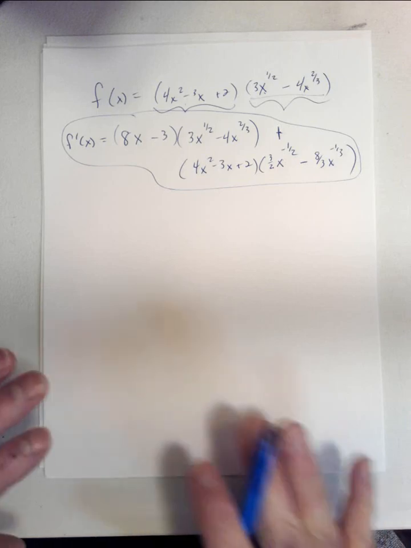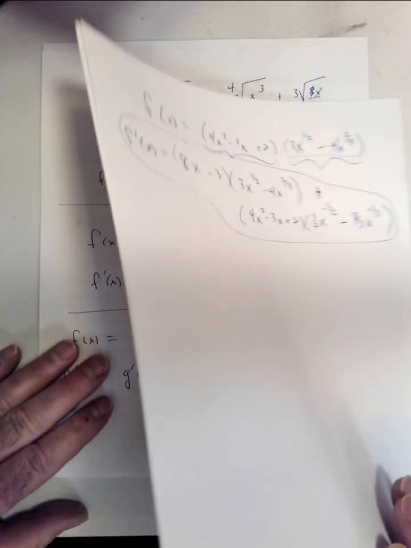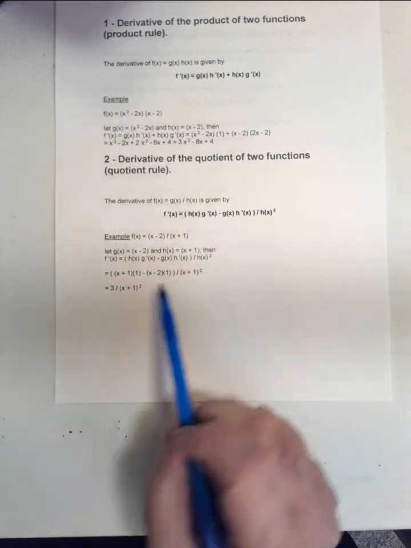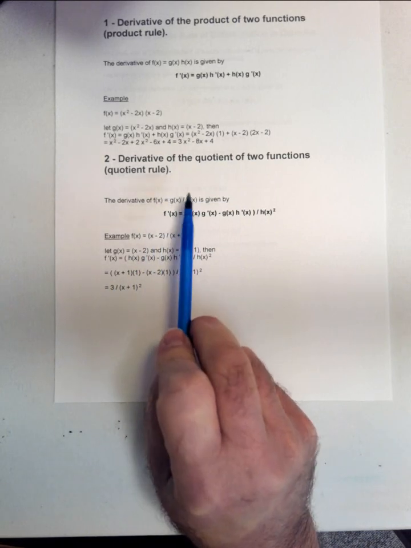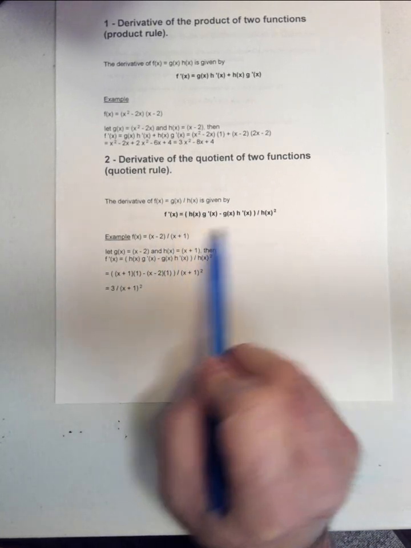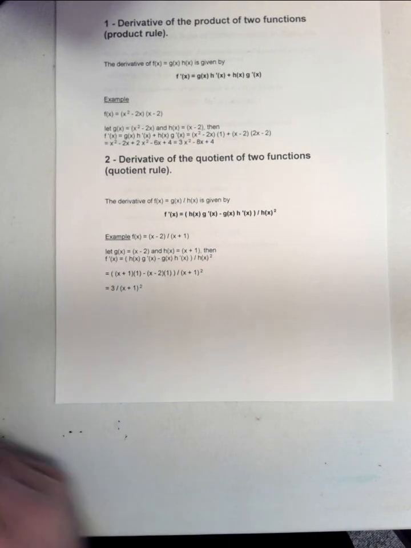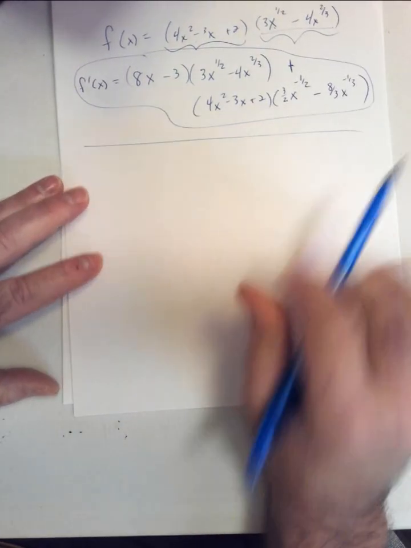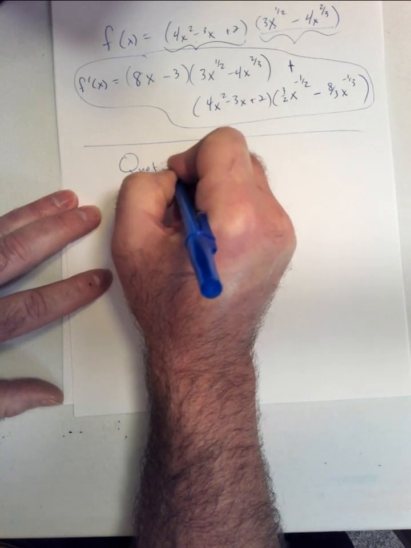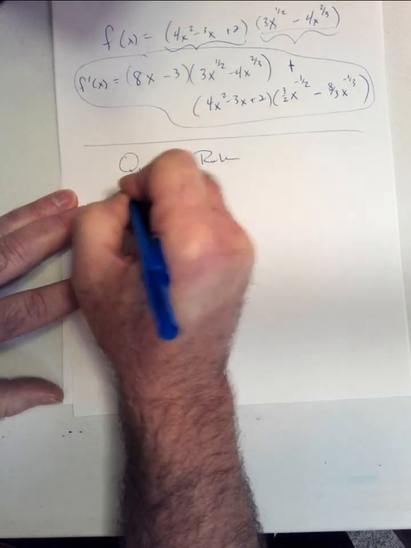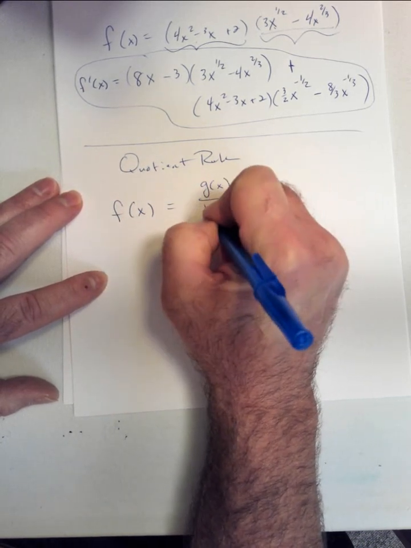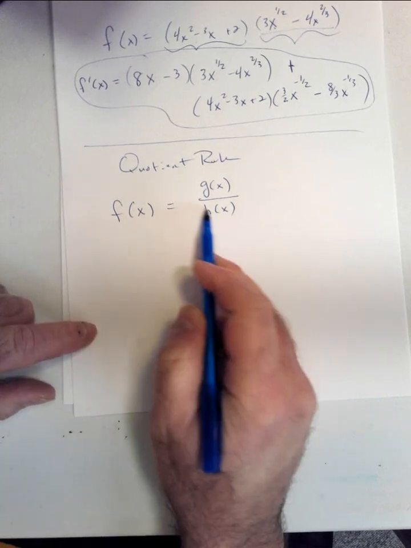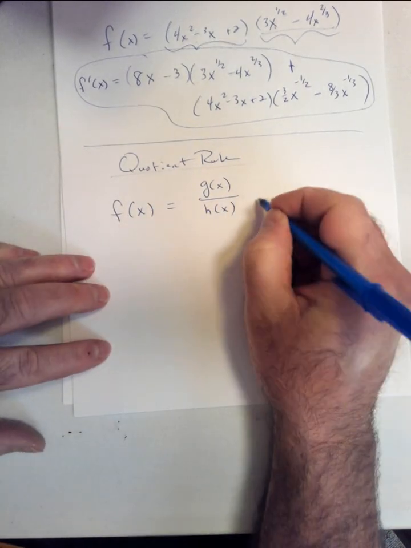Okay, so going back to our notes, we have what is called the quotient rule. So what if we have a rational function in which we have g over h? This is the rule. Kind of hard to see there, so I'm going to go through it with you. So the quotient rule, if we have f of x equals g of x over h of x. So again, we call it the quotient rule because we have a quotient.